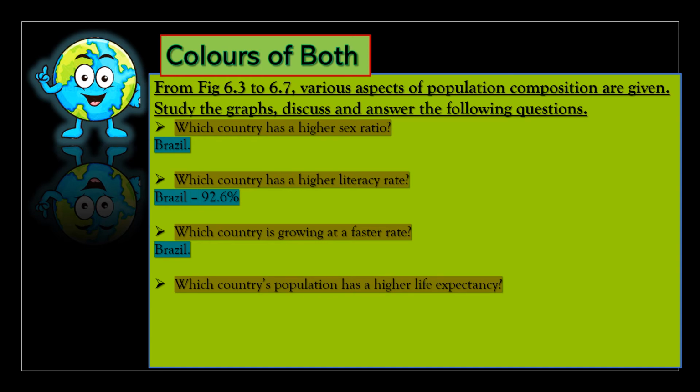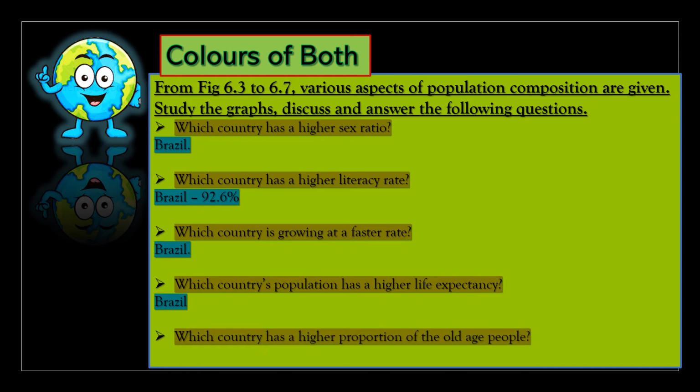Which country's population has higher life expectancy? The country which has higher life expectancy, again we have seen it is Brazil. It has a life expectancy of 75 years. Which country has a higher proportion of old age people? Now the country which has a higher proportion of old age people is again Brazil, because life expectancy in Brazil is more.